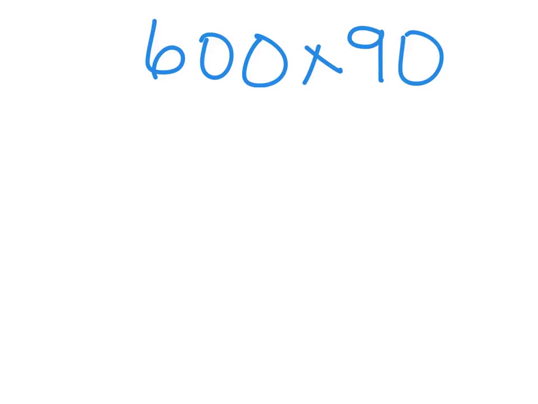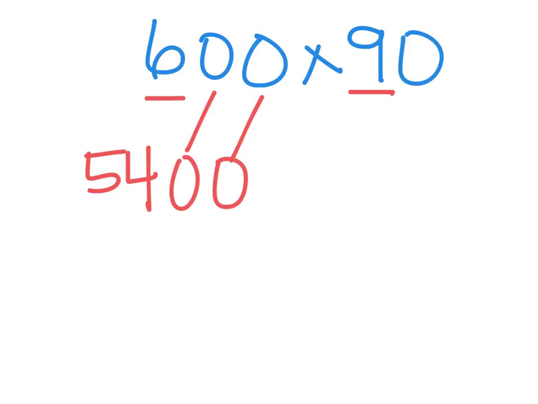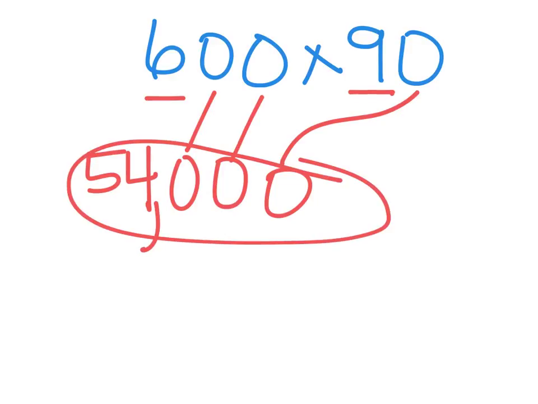What do we do if both numbers have zeros at the end? We're still going to follow the same steps as before. 6 times 9 is 54, but now I'm going to add zeros from all three of these zeros from both numbers to get my final answer of 54,000. So you can still use this rule if both factors have zeros at the end.